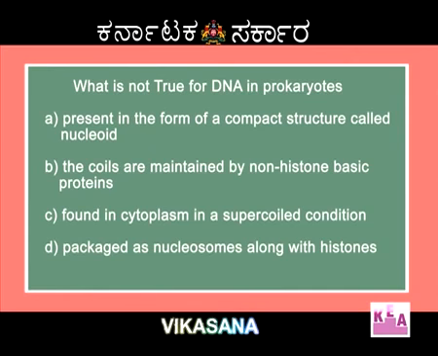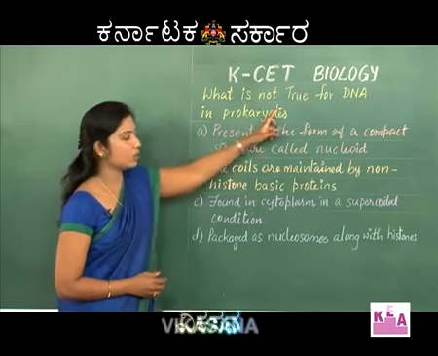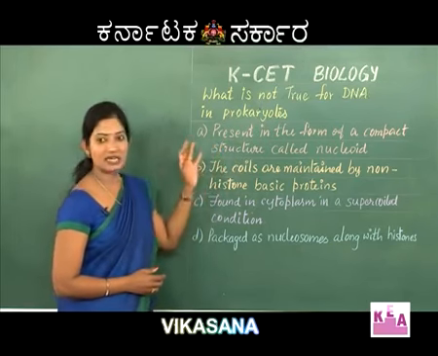As you can see, what is not true for DNA in prokaryotes? The first option, present in the form of a compact structure called nucleoid. B, the coils are maintained by non-histone basic proteins. C, found in cytoplasm in a supercoiled condition. And D, packaged as nucleosomes along with histones. Out of these four options, we have to pick the one which is not true or which is incorrect.